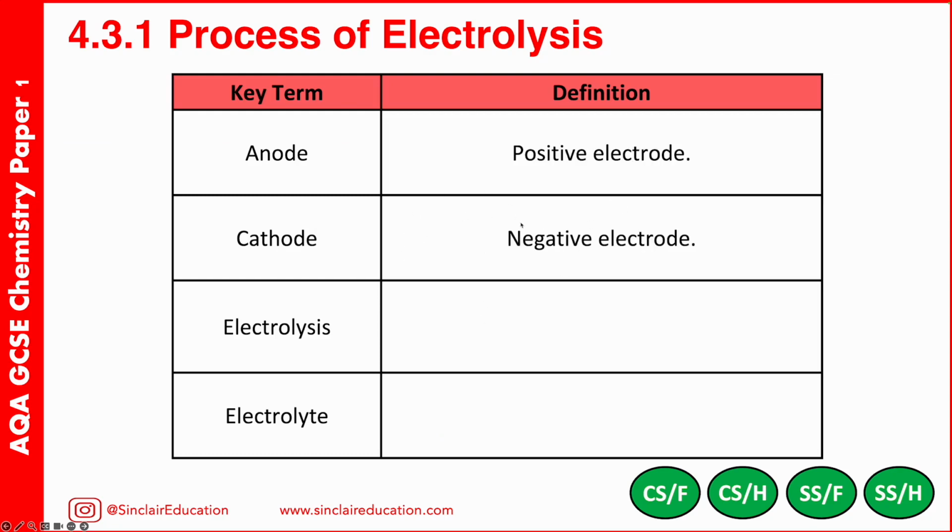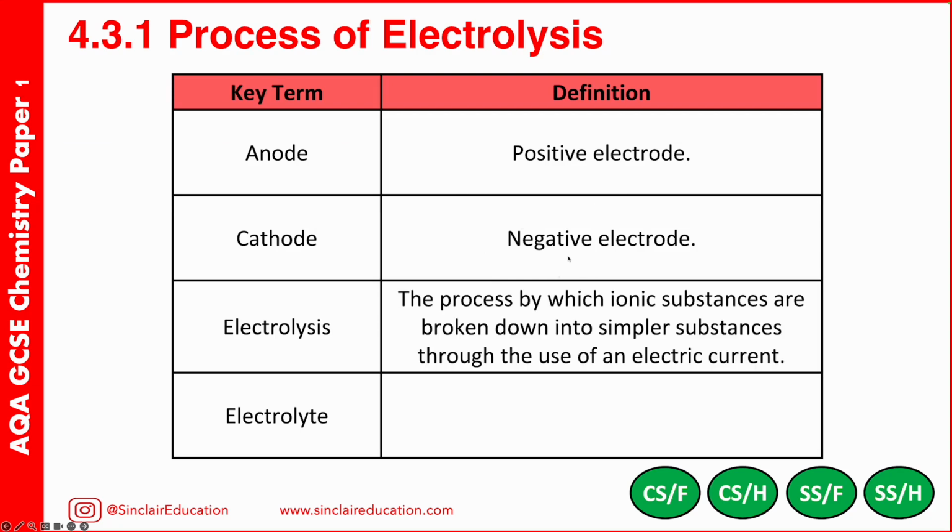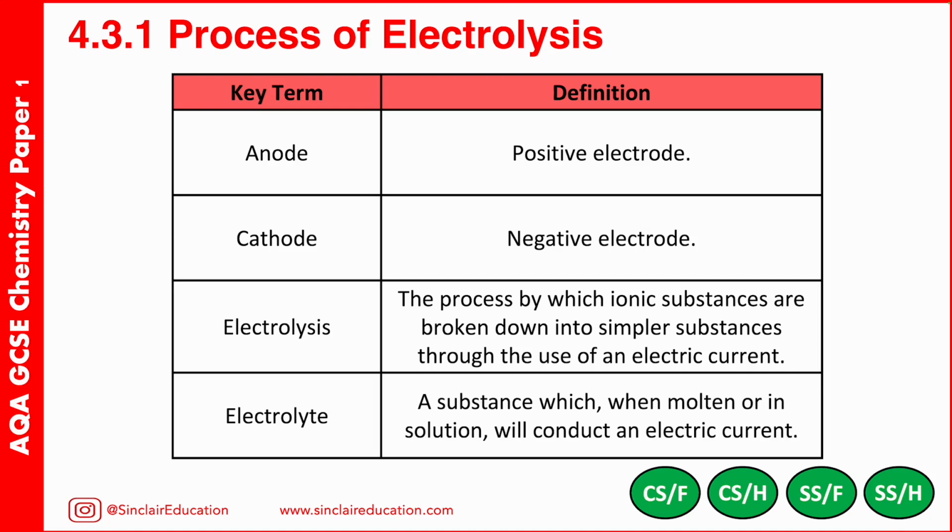The cathode is our negative electrode, and electrolysis is the process by which ionic compounds are broken down to simpler substances using electricity. And the electrolyte is the substance that's broken down. This will be an ionic compound that's either been melted or dissolved.